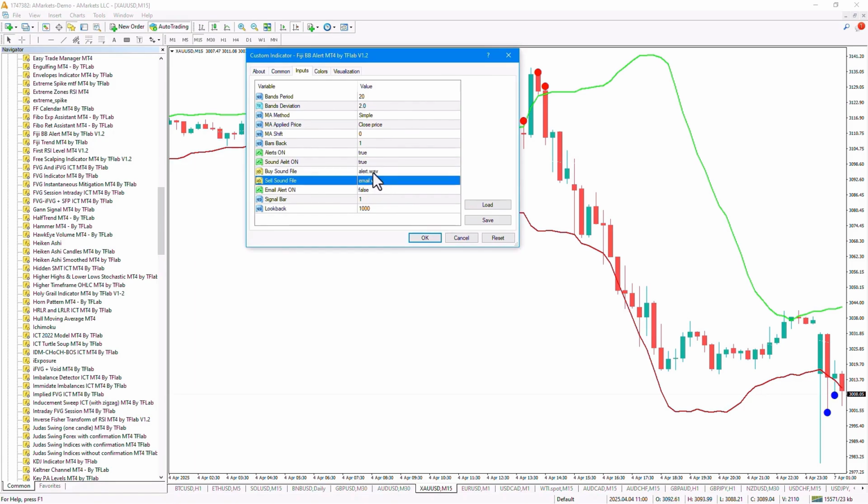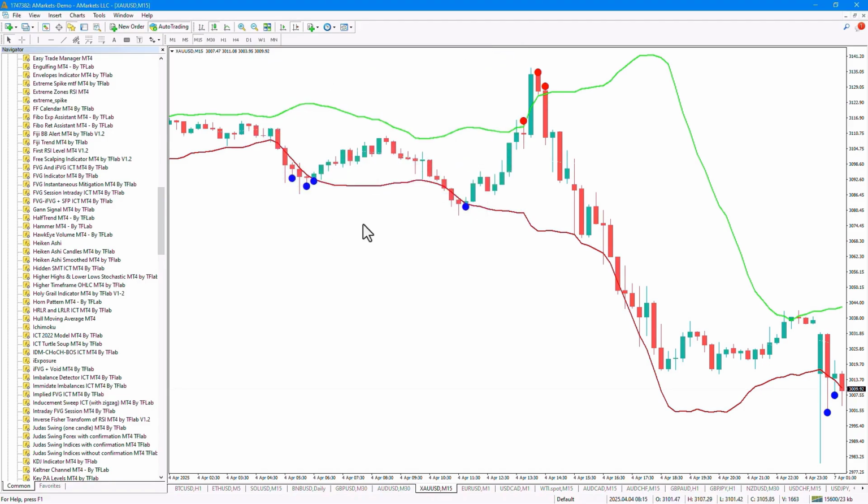In this section, we can select the sound alert files for the buy signal and the sound alert files for the sell signal. And in the next section, we can enable or disable the alert sending status to the mailbox, which is disabled by default here. If we set this option to true and enable it, we must have configured the email settings from the Tools section under Options. In the next section, there is the signal bar, which is set to the number 1 by default here.